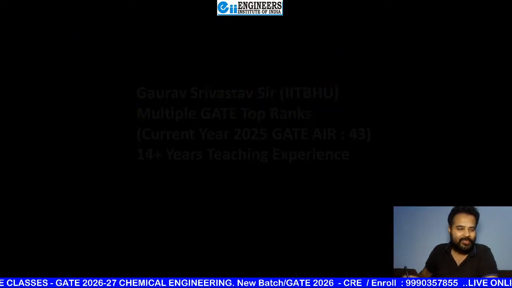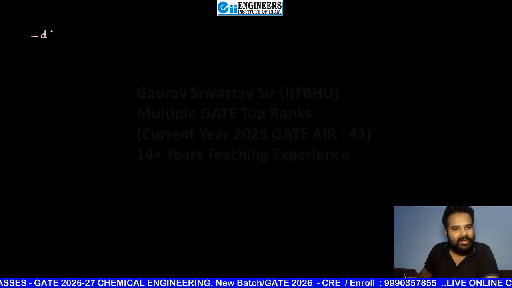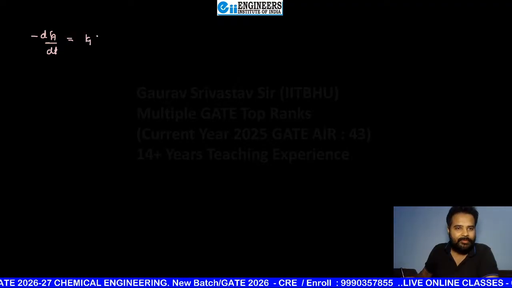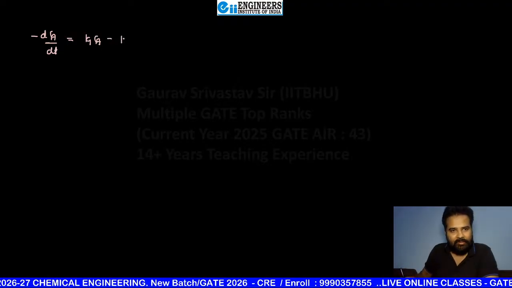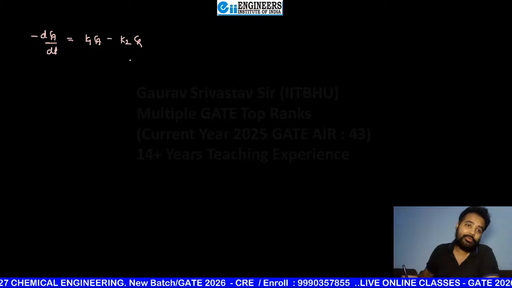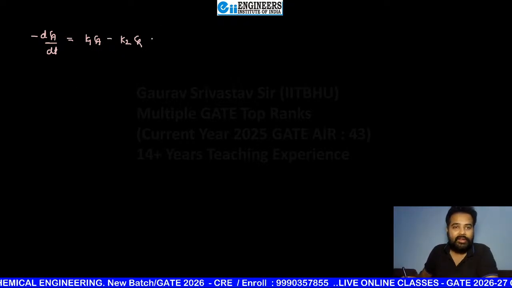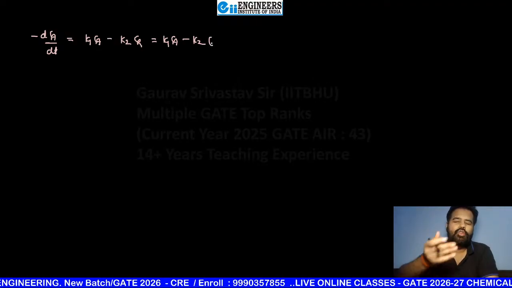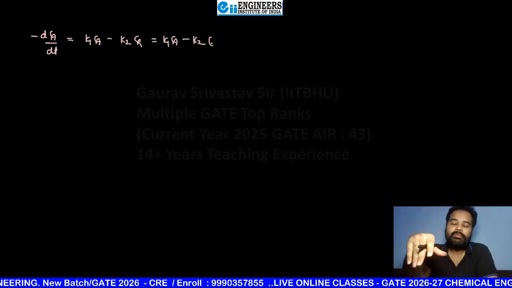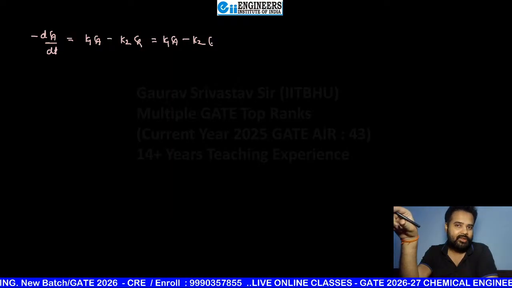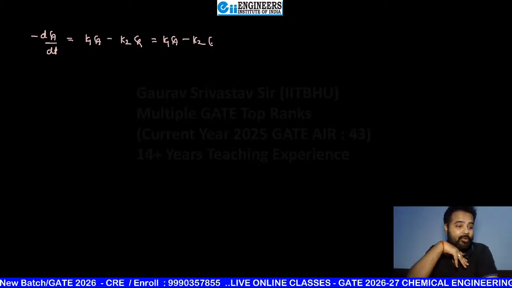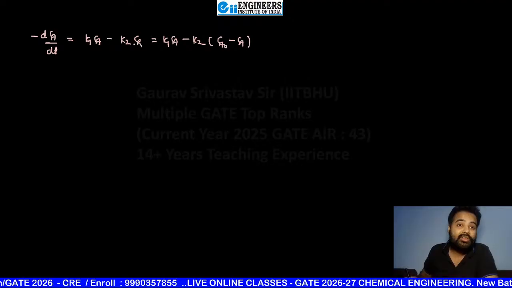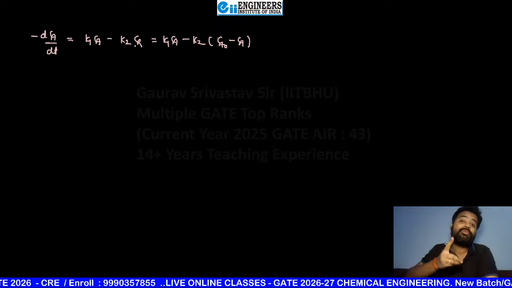Don't worry, don't worry. See beta, you know that minus dCA by dt for that given expression was simply K1 Ca minus K2 Cr. Absolutely correct. Further moving, I can write Ca naught minus Ca in place of this Cr. Same expression, but again dealt with differently, because this time my aim was different. Yeah beta, this is one more weapon for you.